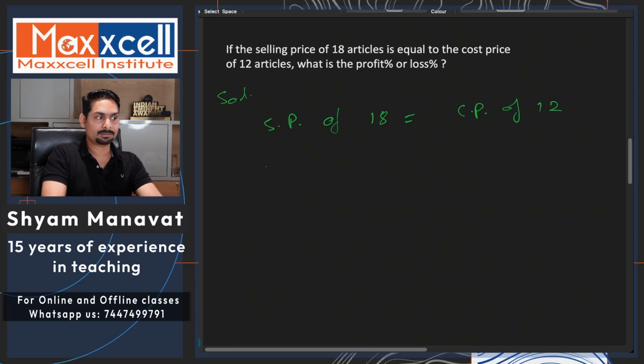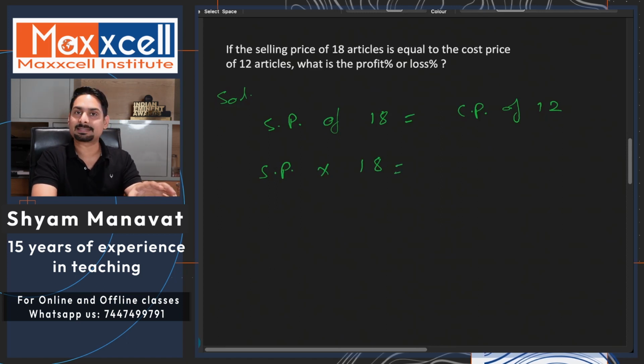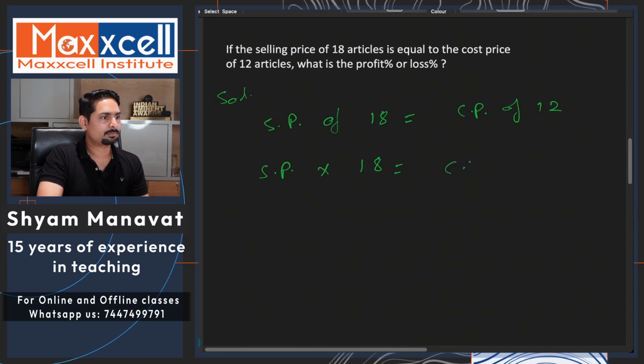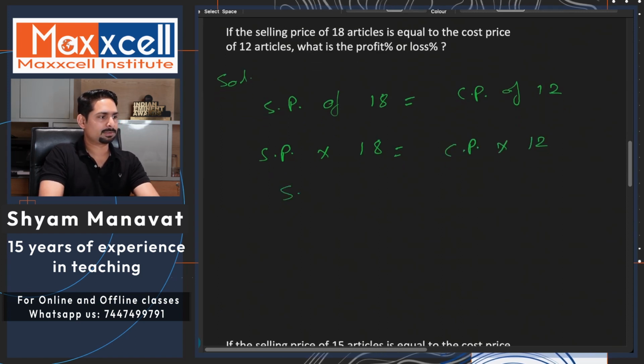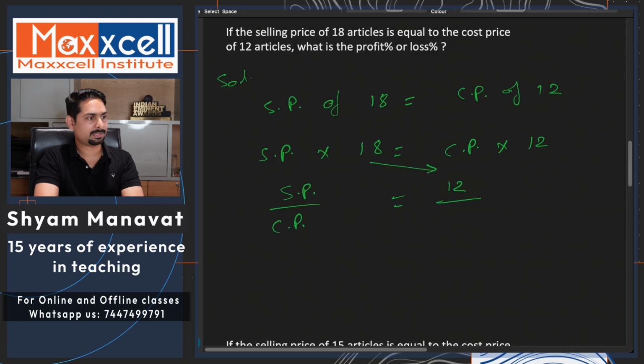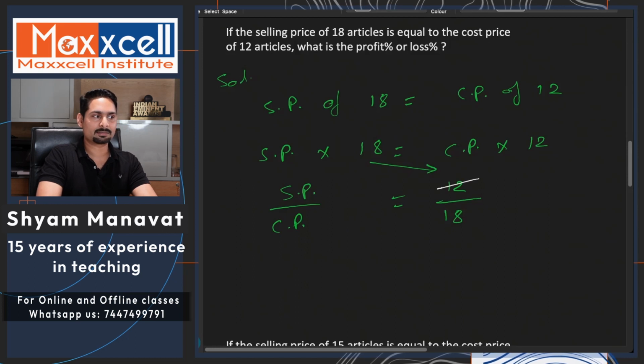I can replace "of" with which sign? Mathematical sign? Multiply. In the next question I will directly write the second step. I hope that will be fine with you. And here cost price of 12 articles. Simplify. 12, 18 will go towards the right hand side, that will become the denominator. Cancel: 6 2s are 12, 6 3s are 18.